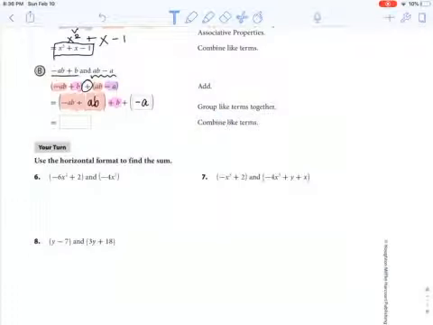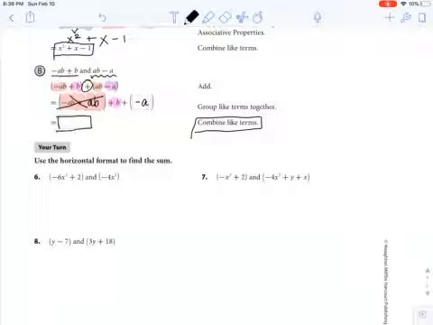Sorry about this, guys. I'm going to combine like terms. Okay, so I have negative AB plus AB. Well, AB minus AB is going to give me 0. So I don't need to include that in my final answer. But I do have a B and I do have a negative A. And so my simplified answer is going to be B minus A.